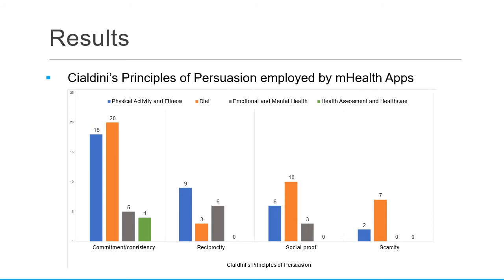Finally, this chart shows the Cialdini's principles of persuasion employed by ML apps. It is obvious that commitment/consistency strategy is mostly employed by physical activity and fitness apps, as well as diet apps.